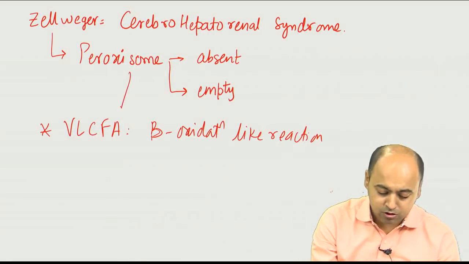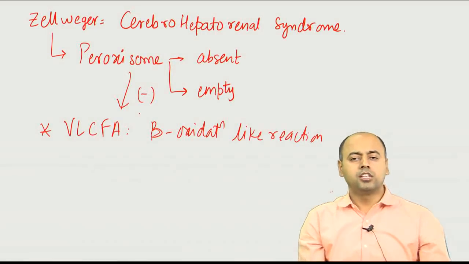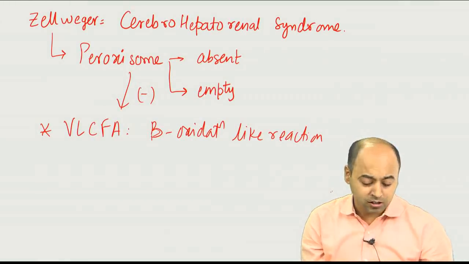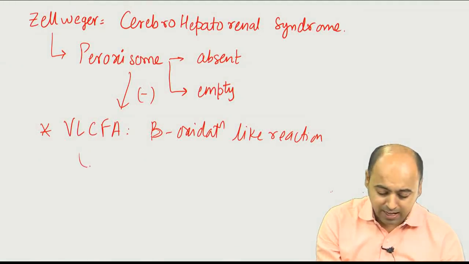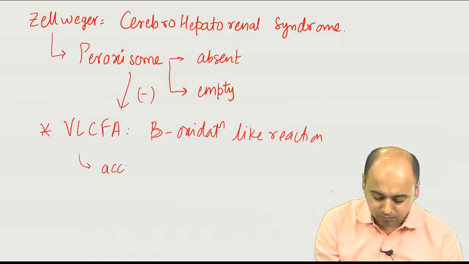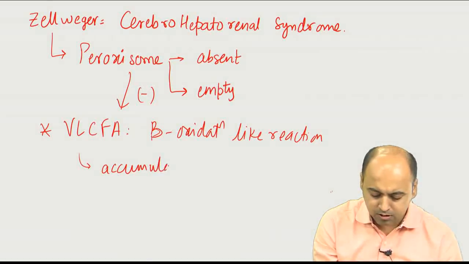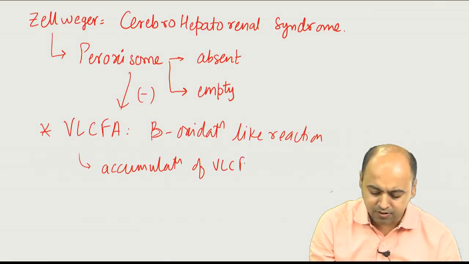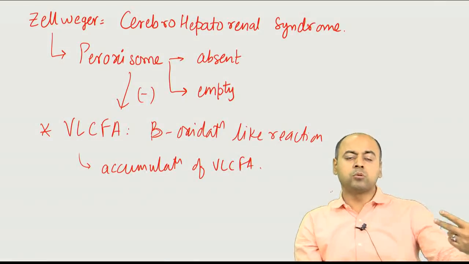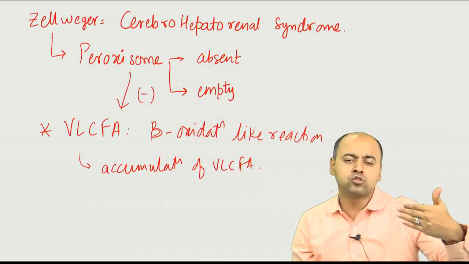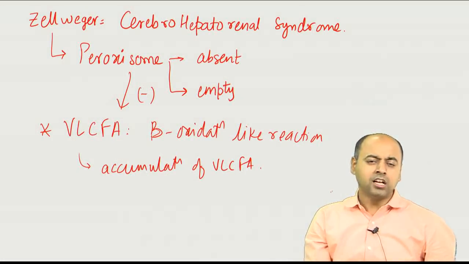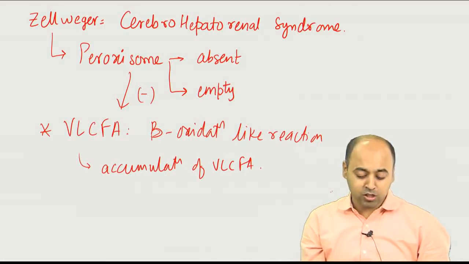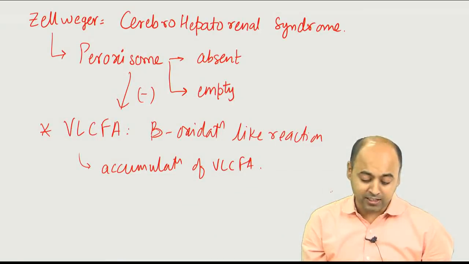So when the peroxisome is not there, the breakdown of the very long chain fatty acid will not occur and results in the accumulation of VLCFA. So two things to keep in mind. First, the Zellweger syndrome is due to defect in the peroxisome. Second, the predominant finding is the accumulation of very long chain fatty acid.